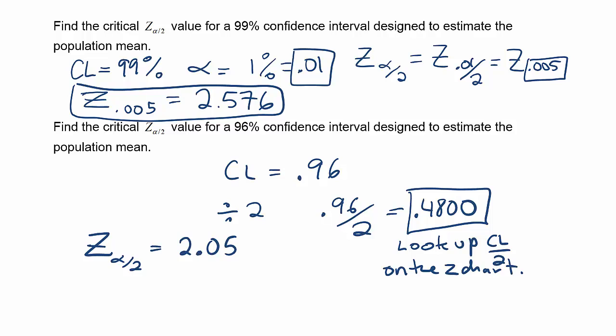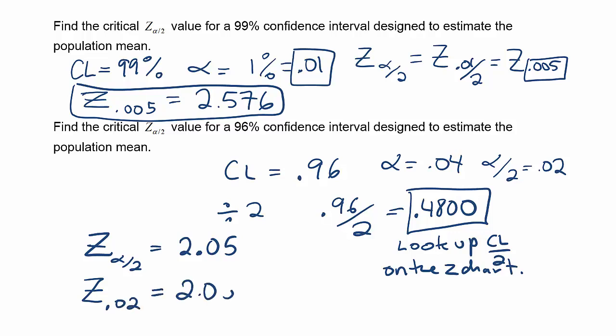If you wanted to fill in the notation here, remember that our alpha was 4% or 0.04. And if we divide that by 2, alpha divided by 2 is 0.02. So you could say z 0.02 is equal to 2.05. Filling in the notation here is not necessary. What we really care about is this value, 2.05. That's the number we're looking for, and that's the solution to the problem.